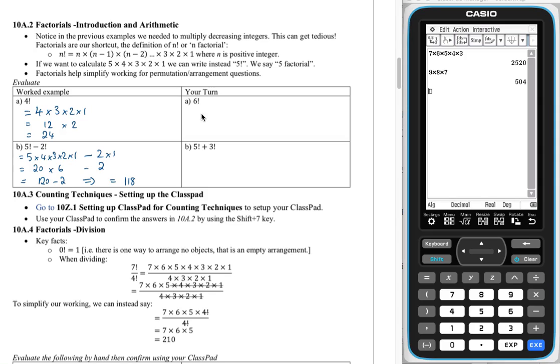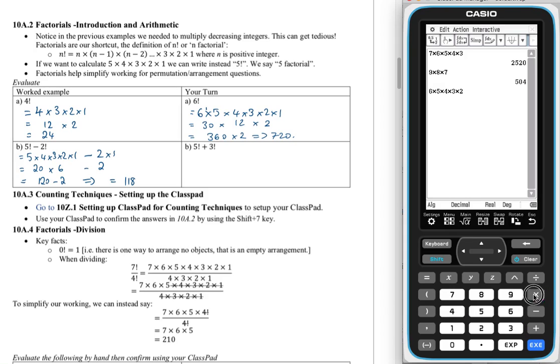6 factorial. So as from before, 6 factorial is the same as 6 times 5 times by 4 times 3 times 2 times 1. Okay, if we evaluate that, 30 times by 12 times by 2, and we know this is going to be 360 times by 2, and what we get there is going to be 720. And one way you can always check is 6 times 5 times 4 times 3 times 2 times 1. 720. Fantastic.